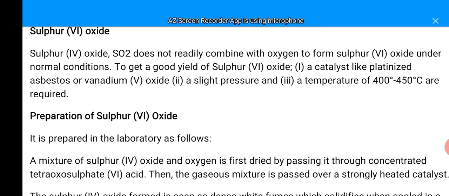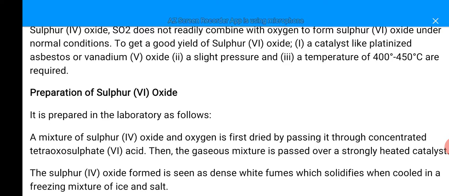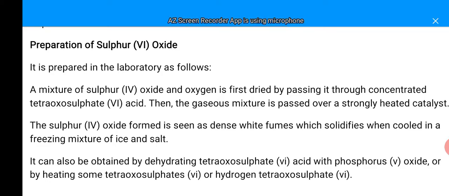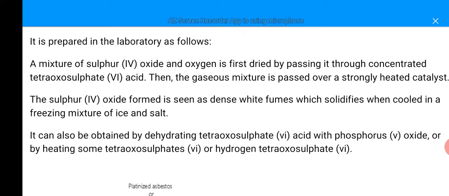How is it prepared in the laboratory? This is the preparation of sulfur 6 oxide. It is prepared in the laboratory as follows. You have a mixture of sulfur 4 oxide and oxygen. It is first dried by passing it through concentrated tetraoxosulfate 6 acid. Then the gaseous mixture is passed over a strongly heated catalyst. Sulfur 6 oxide is formed. The sulfur 6 oxide formed is seen as a dense white film and solidifies when cooled in a freezing mixture of ice and salt. It can also be obtained by dehydrating tetraoxosulfate 6 acid with phosphorus 5 oxide, or by heating some tetraoxosulfate 6 or hydrogen tetraoxosulfate 6.